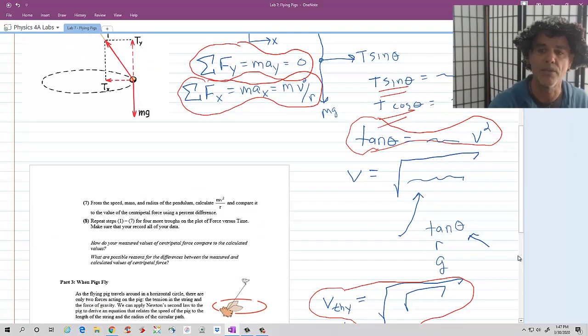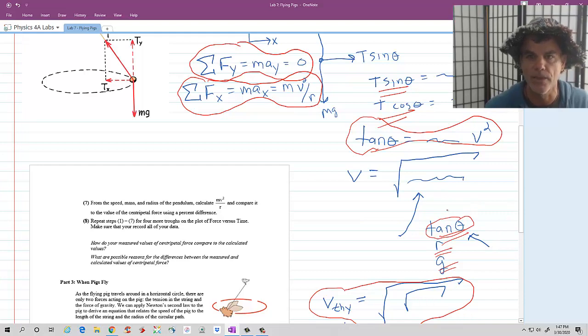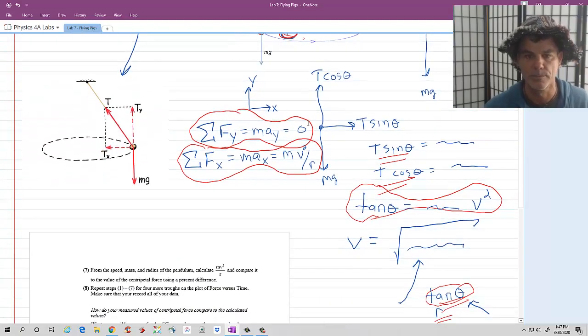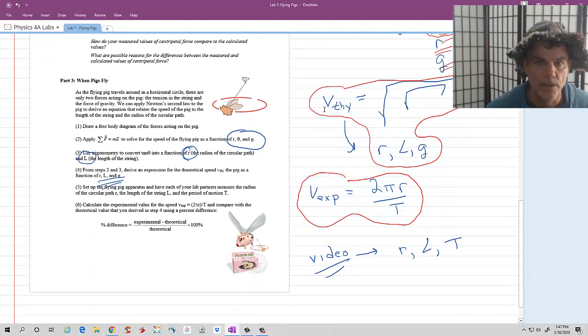You're going to have basically an equation that's got just speed in terms of tangent theta, r, and g. And then you're going to take this tangent theta and replace it with some function of L and R, just using tangent equals opposite over adjacent, but you don't want h here. You want to replace h in terms of L and r. Okay, so let me just erase this right here.